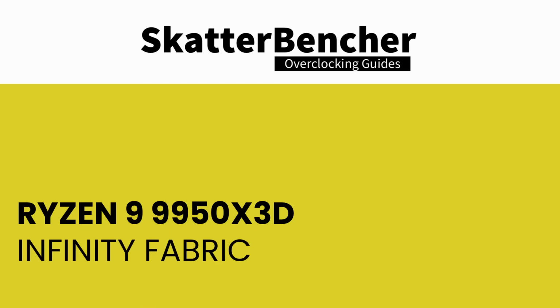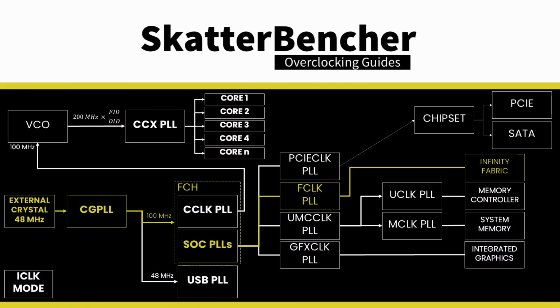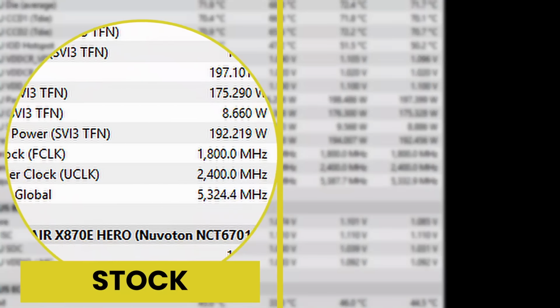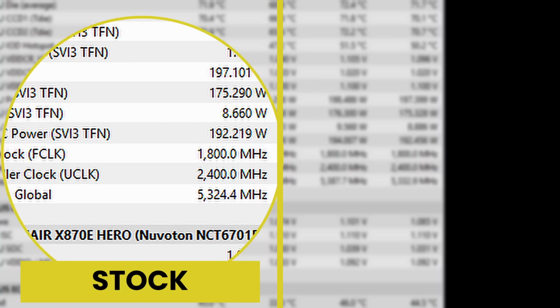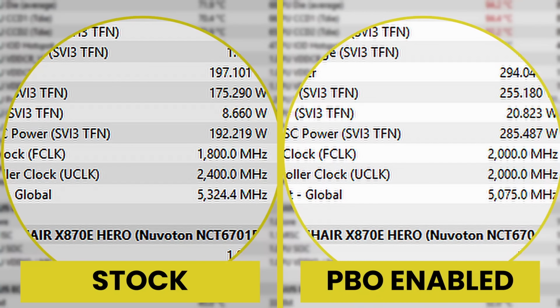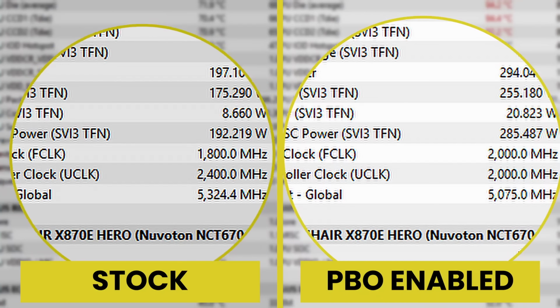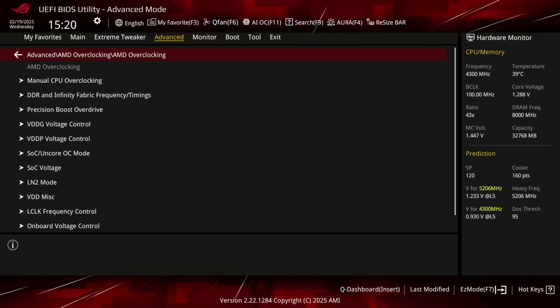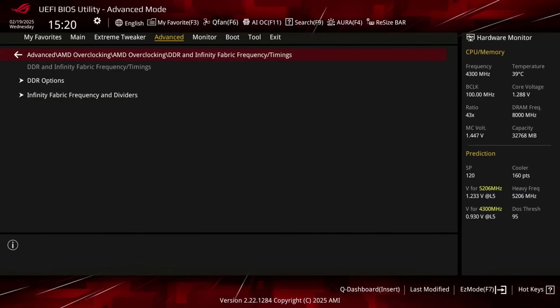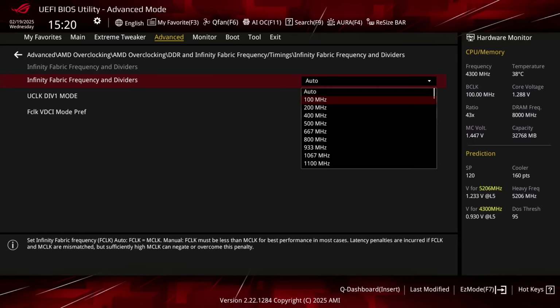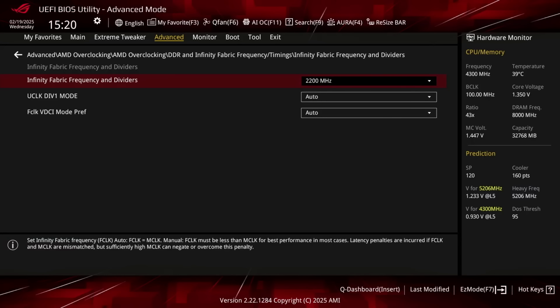The fabric frequency, or F-clock, is generated by the SLC PLL derived from a 100 MHz reference clock input. The reference clock is multiplied by the F-clock ratio, which you can configure in the BIOS. The standard operating frequency of the Infinity Fabric is 1800 MHz, but on many motherboards you'll find it runs over 2 GHz when Precision Boost Overdrive is enabled. That said, it doesn't seem there's much overclocking headroom beyond 2 GHz. I managed to set 2200 MHz for this overclocking strategy, however, anything higher couldn't boot reliably, not even with voltage adjustments.